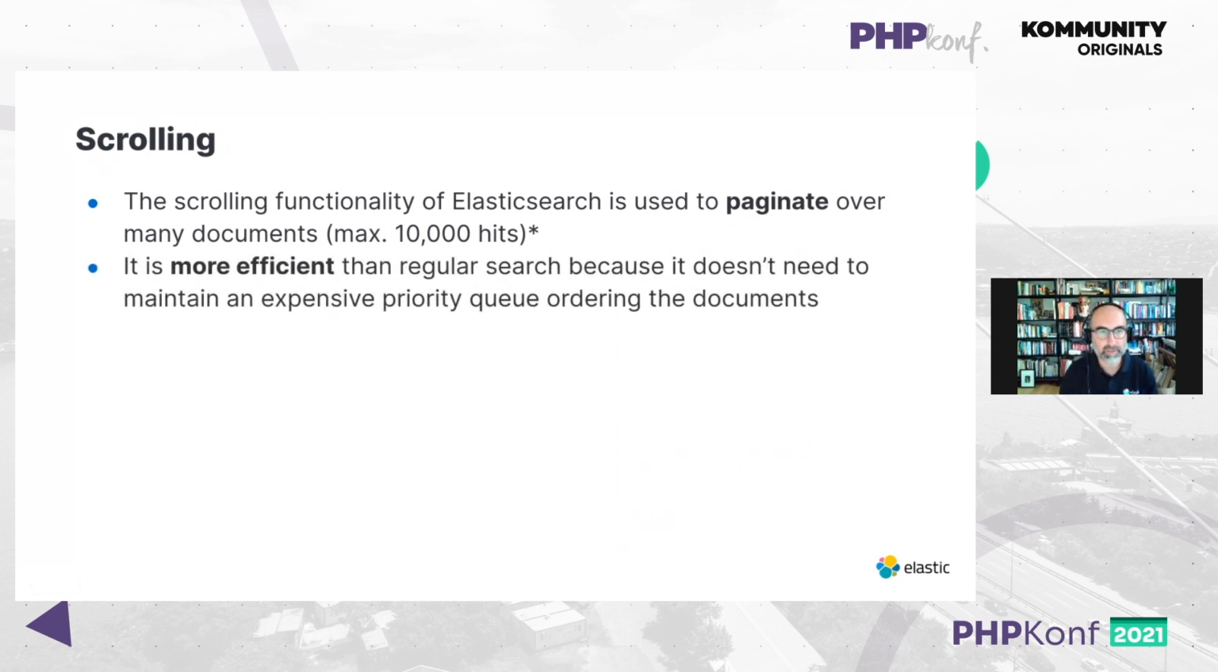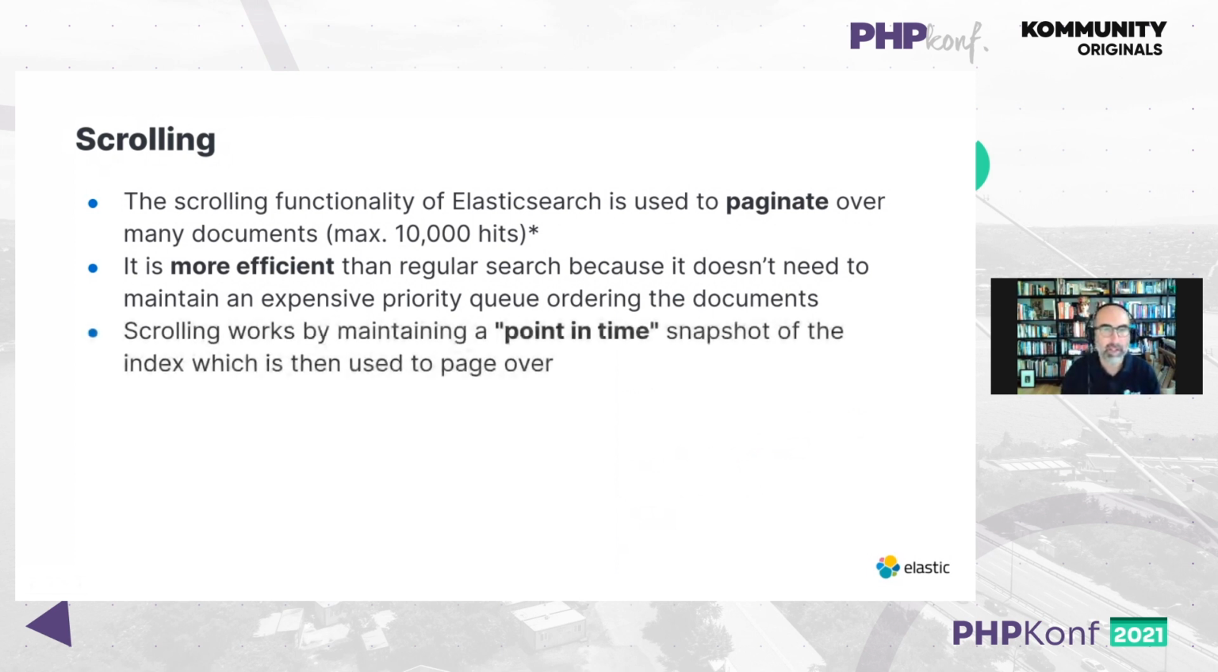Generally, scrolling is more efficient than a regular search because it does not need to maintain an expensive priority queue for ordering the documents. So if you are using pagination, you will get even better performance for the search. And it works using a point-in-time snapshot. Basically, each time you perform a scrolling request, Elasticsearch will freeze the response using a snapshot. A snapshot is like freezing the results, in this case of a search.